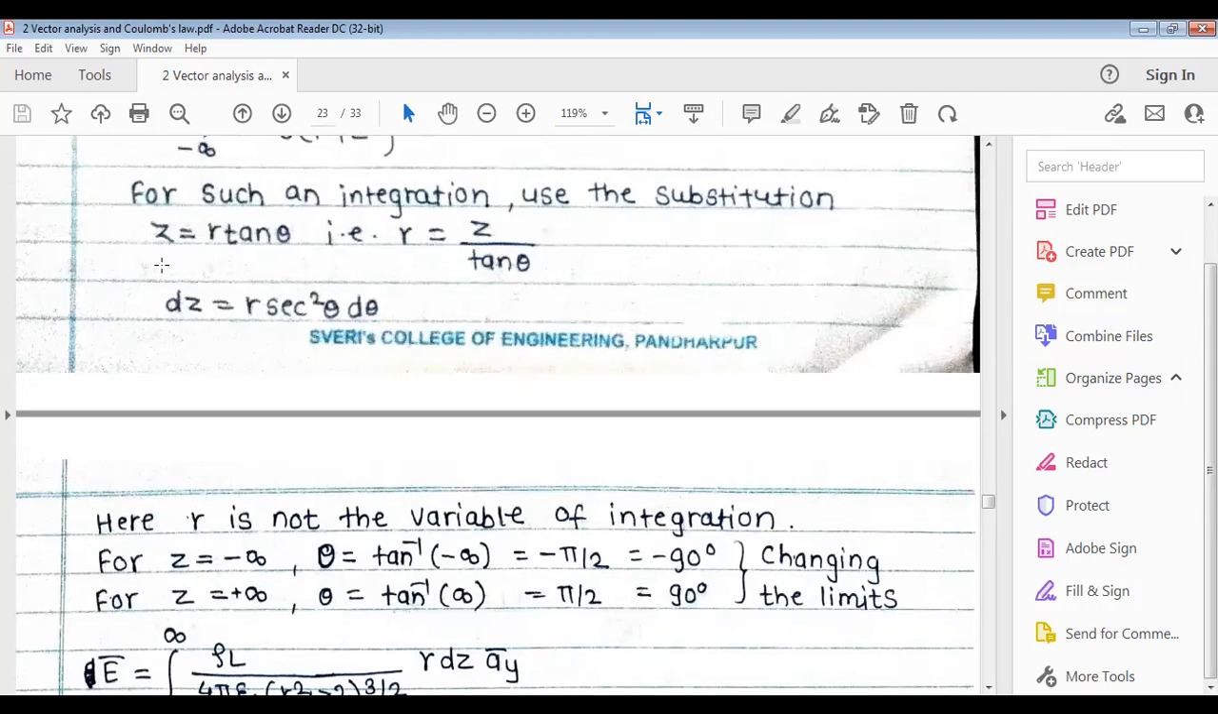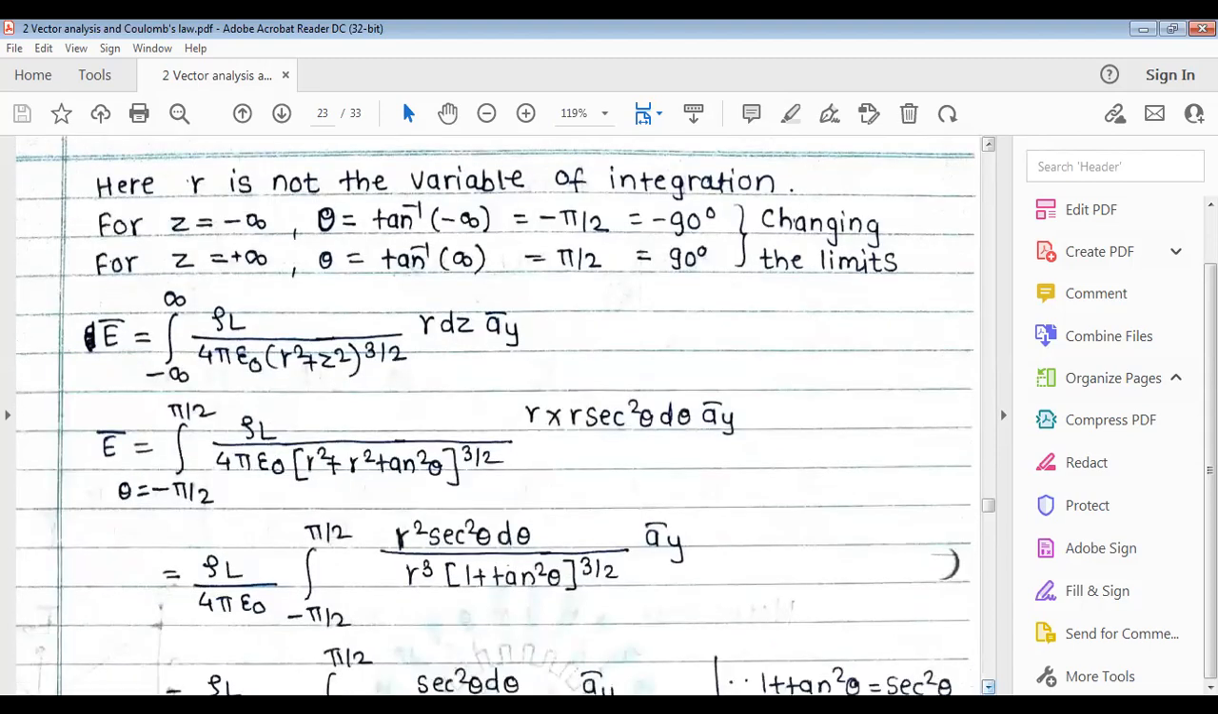If z is equal to minus infinity, then theta is equal to tan inverse of minus infinity, and it is equal to minus pi by 2, that is minus 90 degrees. And when z is equal to plus infinity, theta is equal to tan inverse of plus infinity, that is plus 90 degrees. Here we have to write the equation for E bar now.